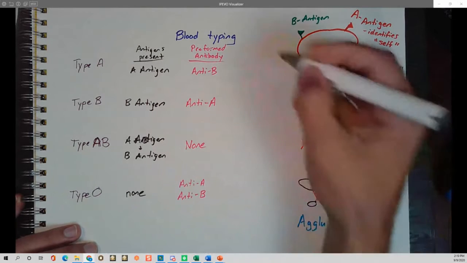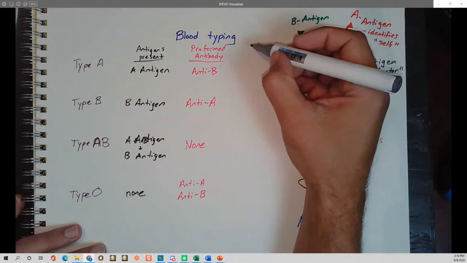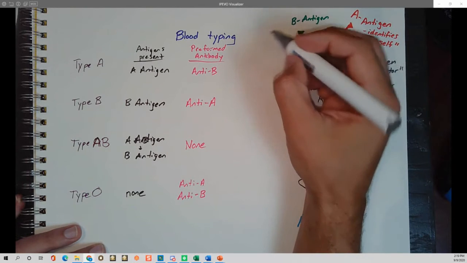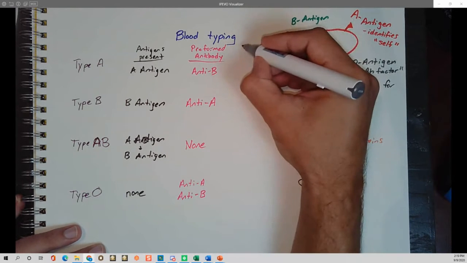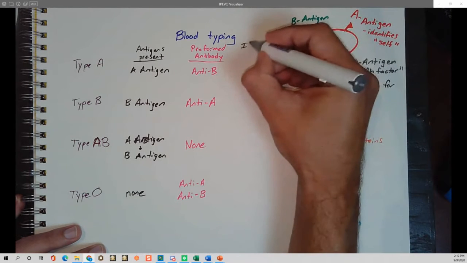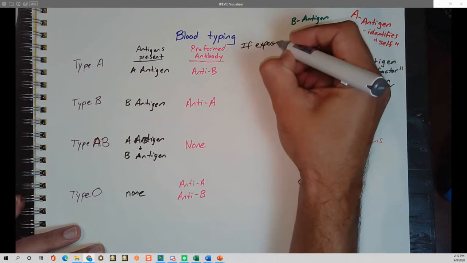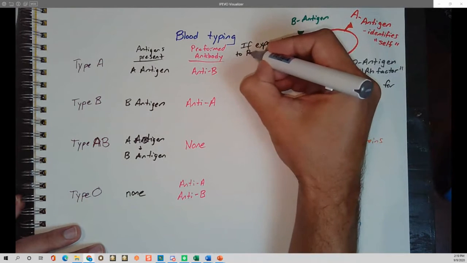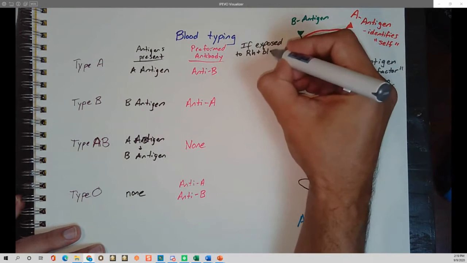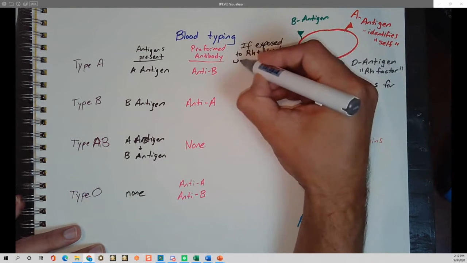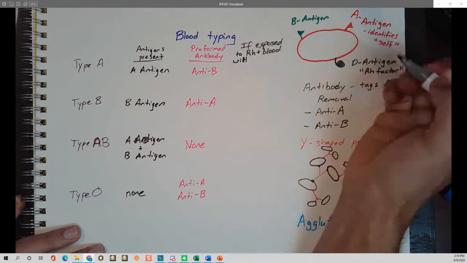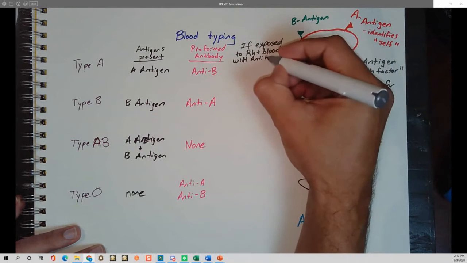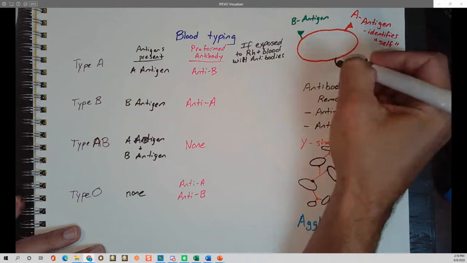What is that immune response? It's going to start to produce antibodies against Rh. Okay, so I guess I should say, if exposed to Rh positive blood, will this produce an immune response? Will antibodies be formed? Antibodies against Rh.